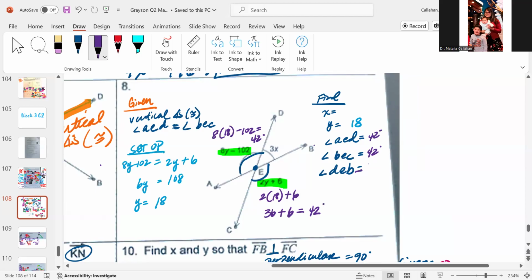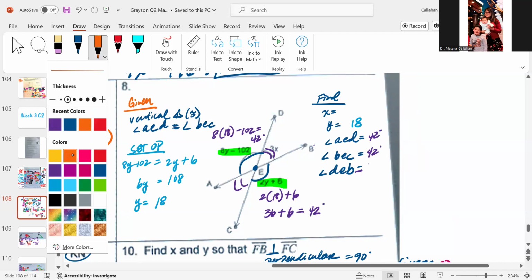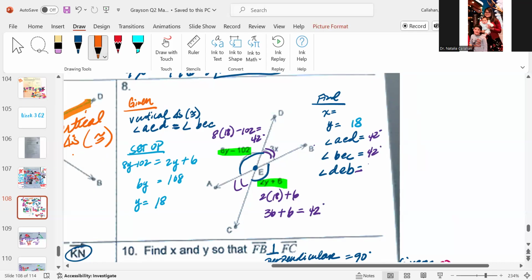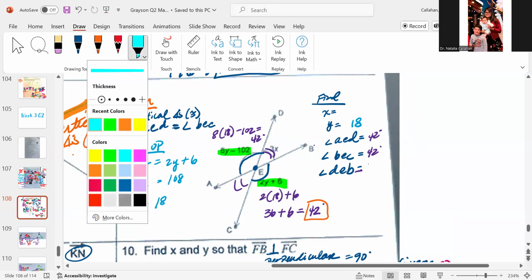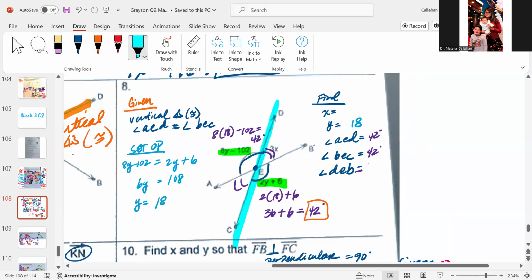You have DEB and what else? Nope, AEC. I don't care about AEC. This angle is equal to this angle. So once I find that angle, I know the two already, right? Do I have a letter that's still missing? Yeah, F, right? I know this angle right here is equal to 42 degrees. Do you agree? You see that? Now you're going to be using the straight line, right?